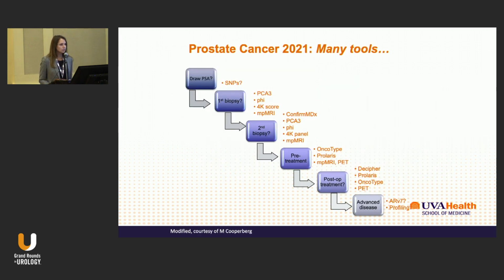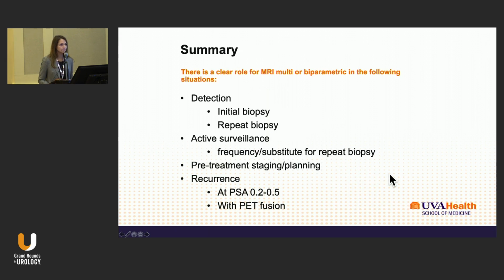So prostate cancer in 2021 and the role of MRI, there are many different tools available to us. There are things before our first biopsy, there are blood and urine markers, and multiparametric MRI is in every single step along the way. So I think it is definitely here to stay.